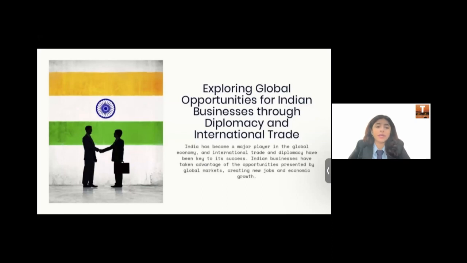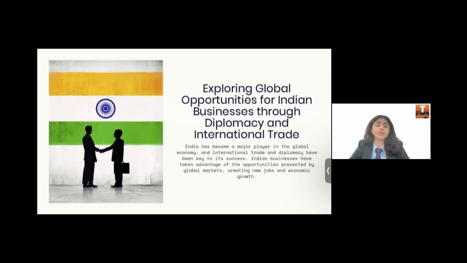So number one can be diplomatic relations. Diplomatic efforts by the Indian government play a significant role in fostering strong relationships with other countries: bilateral and multilateral engagements, high-level visits, and diplomatic dialogues. It can help in building trust, promoting economic cooperation, and creating an enabling environment for Indian businesses to explore global markets.